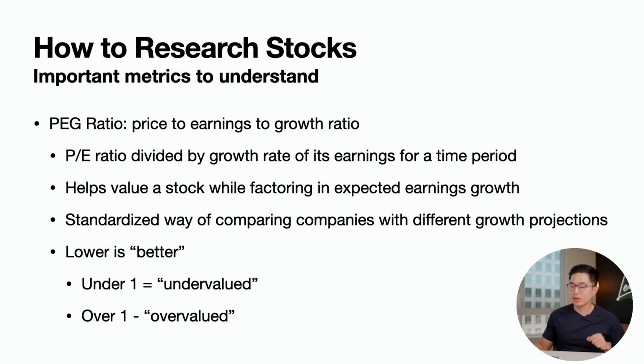Another really important metric to understand is the PEG ratio. This is the price to earnings to growth ratio. To calculate this, you're taking the PE ratio, which we just talked about, and dividing it by the growth rate of its earnings for a time period. This helps you value a stock while factoring in any expected earnings growth, and it's a more standardized way of comparing companies with different growth projections. Now, with the PEG ratio, the lower, the better. If you have a PEG ratio of under 1, this means that technically this company could be undervalued, and if the PEG ratio is over 1, that means it's technically overvalued.